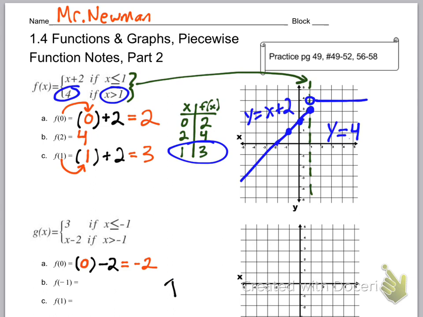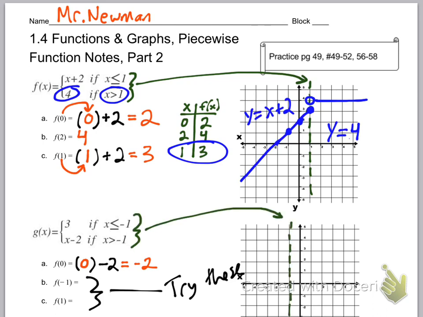I want you guys to do the next two. Try those two right there, plugging into that same function g of x. And then I want you to try to graph it. Now, I'll give you a hint. Your dashed line where the changeover of functions happens should be at -1. So be very careful when you meet in class. You're going to talk about, hey, where did you make this open circle and the closed circle, okay?